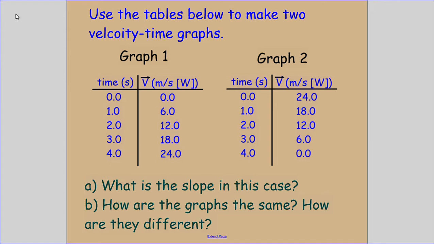And so when you're making your scale for them, don't pick the numbers that you see right on the table. Pick a set scale like 1, 2, 5, 10, 20, something along the lines of that, where it'll show if there's a change or something that we can see clearly on your graph. So A then says what is the slope in this case, and B then says how are the graphs the same and how are they different. So take a second and just plot out the points, connect the dots together, draw a line, and come back when you're ready.